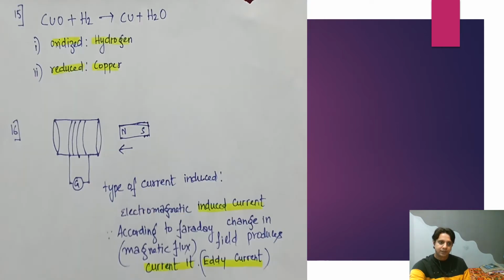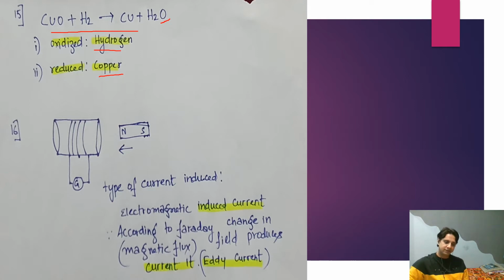15th one, they've given the equation as CuO plus H2 gives rise to copper and water. They're asking us what is oxidized and what is reduced. Here, hydrogen is being oxidized because oxygen is being added to hydrogen, and copper is being reduced.